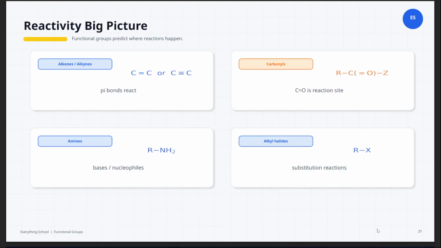Functional groups help predict where reactions happen. Alkenes and alkynes often react at their pi bonds, meaning the extra bonding in the double or triple bond is the reactive site. Carbonyl compounds often react at the carbonyl carbon because it is partly positive. Amines can act as bases or nucleophiles because nitrogen has a lone pair. Alkyl halides are useful in substitution reactions because the carbon-halogen bond can be involved in leaving group chemistry. You do not need every mechanism yet. The main idea is that the functional group points to the reactive part of the molecule.